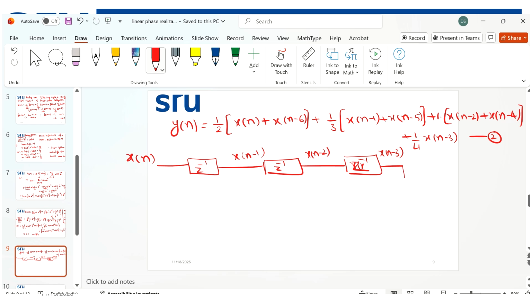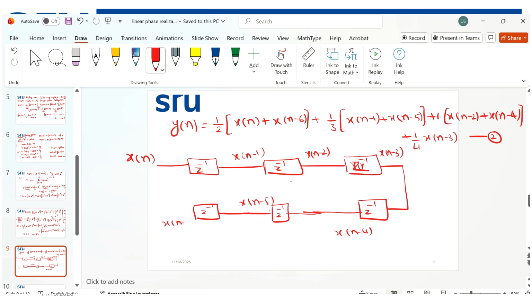Now suppose it is going through one more sample delay, z power minus 1, there it will generate x of n minus 4. Now again one more sample, then x of n minus 5. Again one more sample, it will generate x of n minus 6. So remember, here we have n equal to an odd value. So therefore, we have generated x of n to x of n minus 6.